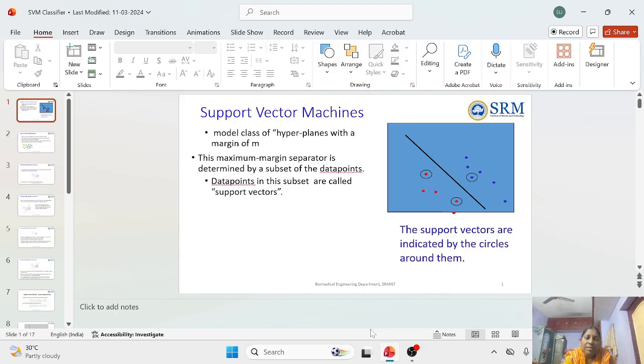Support vector machines are a kind of supervised classifier. It's a kind of machine learning classifier, in which it is able to classify a binary class or multiple classes also.